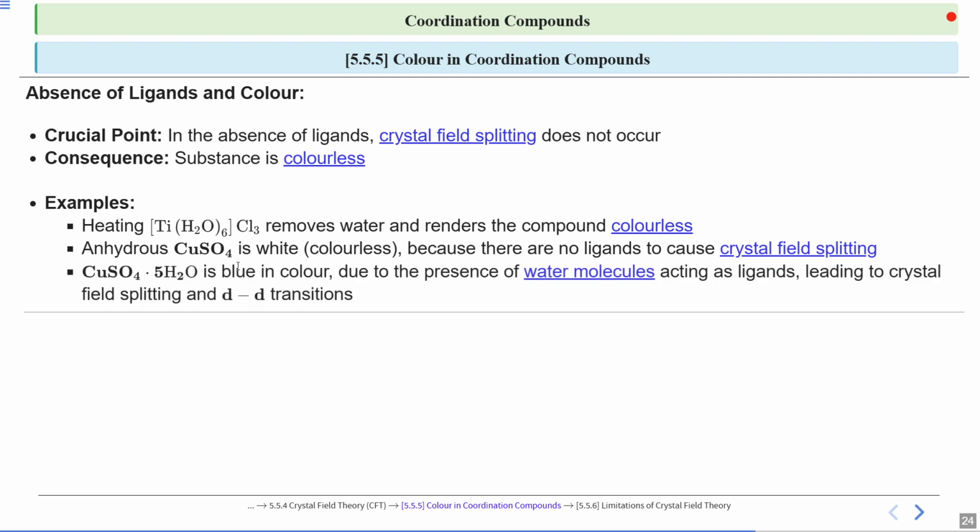Copper sulfate pentahydrate, CuSO4·5H2O, is blue in color due to the presence of water molecules acting as ligands, leading to crystal field splitting and the d-d transition. You can observe that this complex has water as a ligand, which causes the crystal field splitting and the d-d transition, due to which it is blue in color.